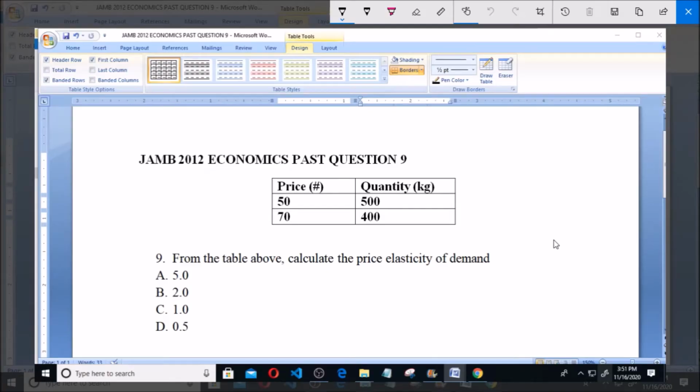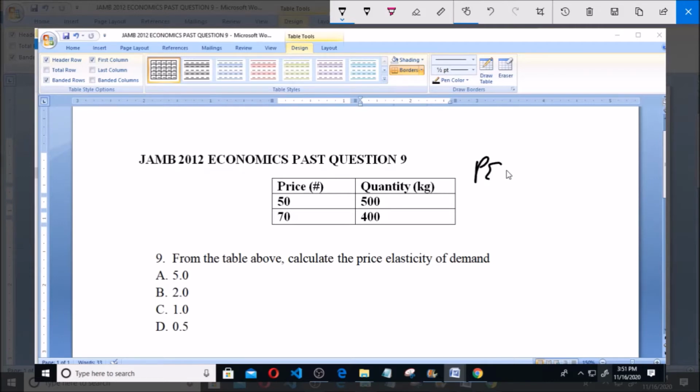JAMB Economics 2012 past question number 9. We have a graph given to us, price and quantity, 50, 70 for price and 500, 400 for quantity. They say from the table above, calculate the price elasticity of demand.